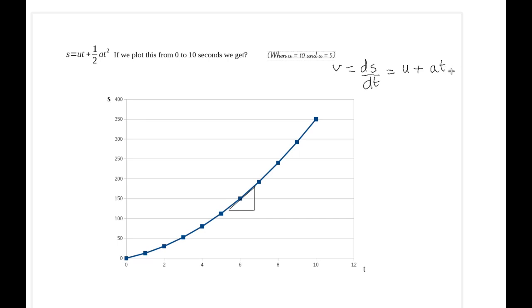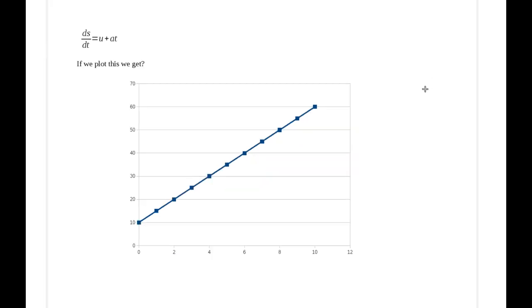Nice and easy. So if I want to know the gradient at 6, all I would do is put 6 into there. So I've got 10 plus 5 times 6, and it'll give us the gradient. And the gradient is the velocity. Simple as that. Okay, if I look at the next slide, there's a plot of it there.